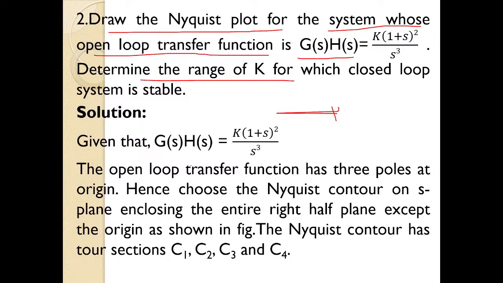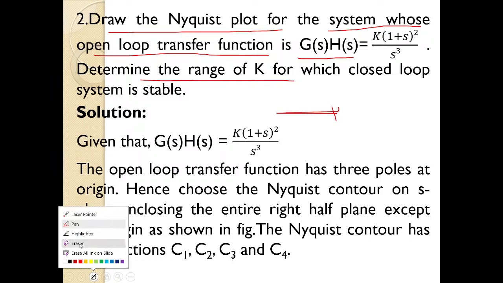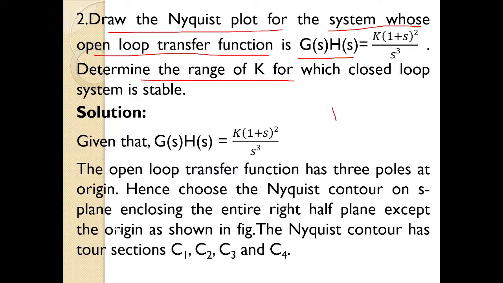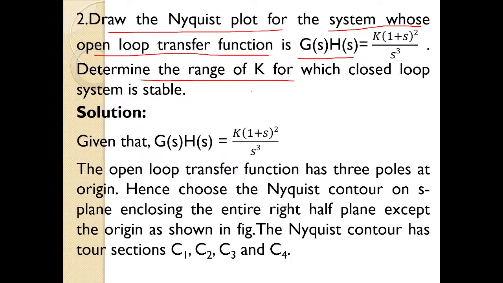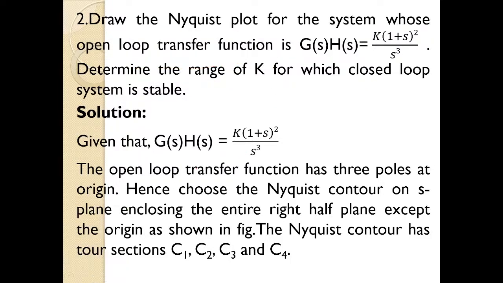So K must have a certain range. If the K value lies in that range, then the closed loop system is a stable system. For that particular range of K values, the closed loop system will be stable. So we have to determine that range of K values here. So let us consider G(s)H(s), that is K into (1 plus s) whole square by s cube.